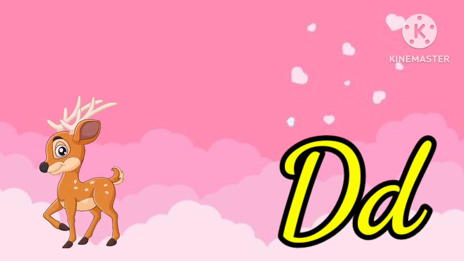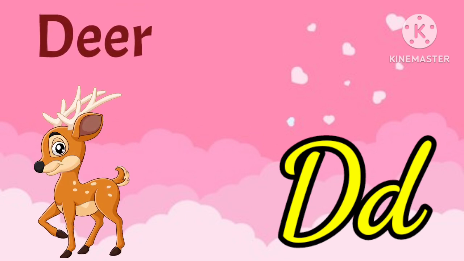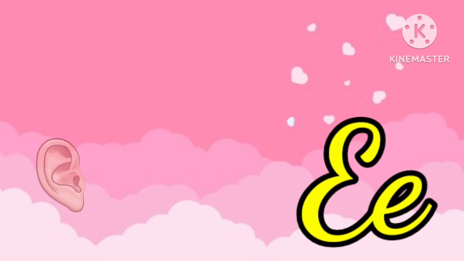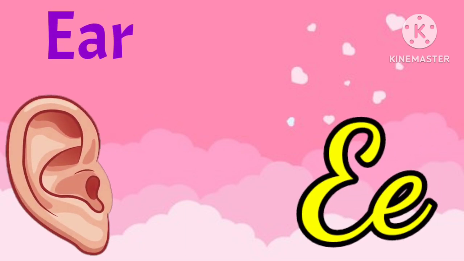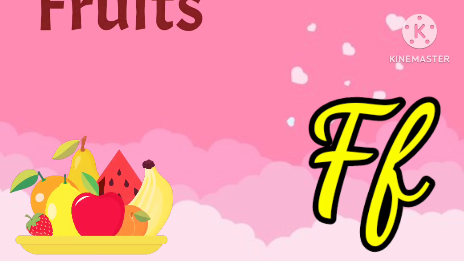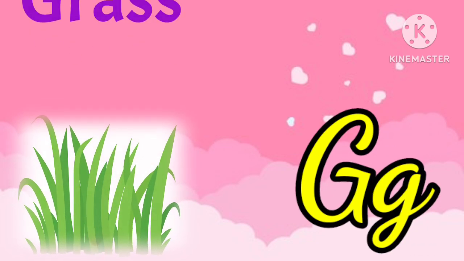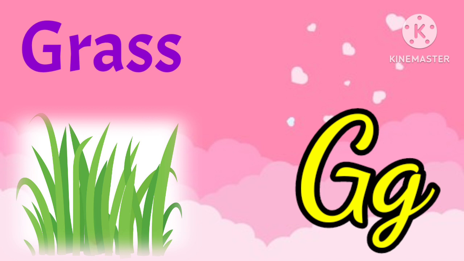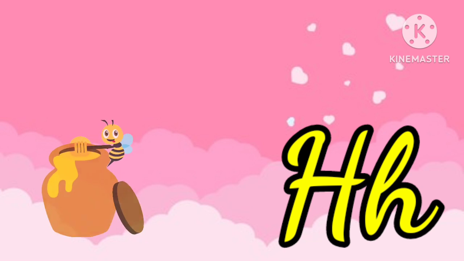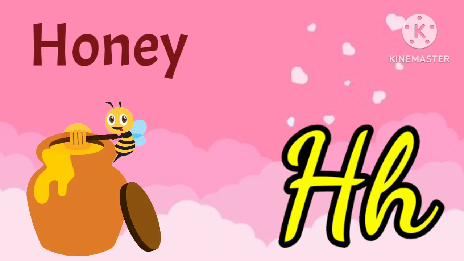D. D is for deer. E. E is for ear. F. F is for fruits. G. G is for grass. H. H is for honey.